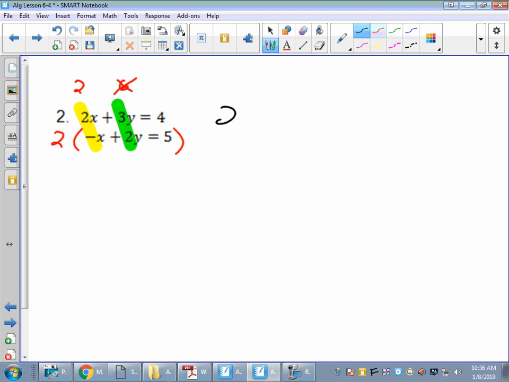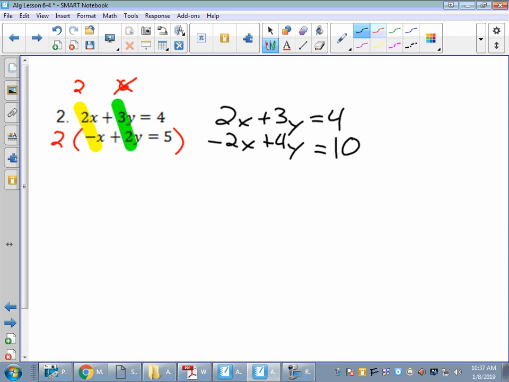So rewriting the equations, 2x plus 3y equals 4. That's the top equation. The bottom equation is the one I'm multiplying to eliminate. 2 times negative x is negative 2x. 2 times 2y is a positive 4y. And then 2 times 5 is a 10. And this is the part where people always forget to multiply this 5 by 2. To get 10, you have to multiply everything in the equation.